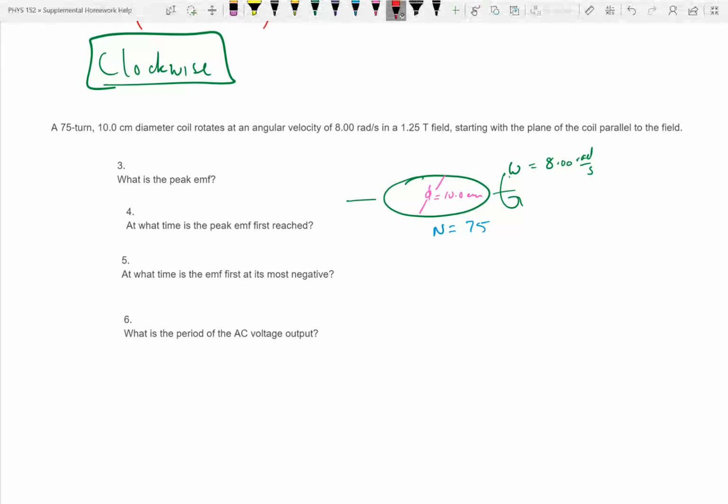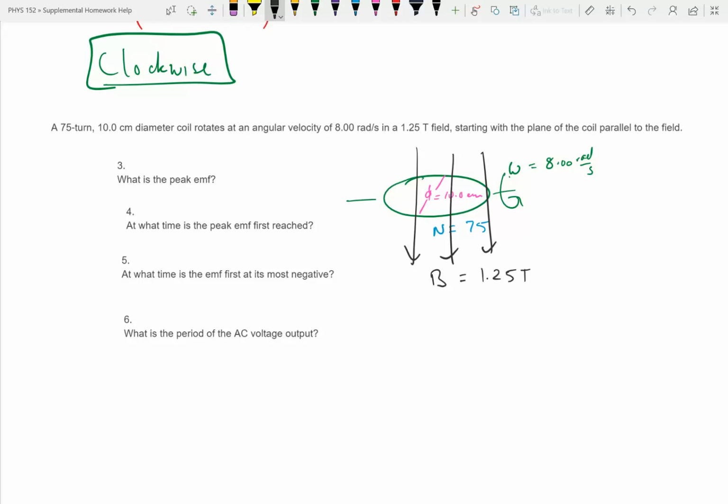And we have finally... Wait, do we have a current? A magnetic field. And I'll just make the magnetic field go vertical. 0.25 Tesla. Okay, so EMF equals... starting with the plane parallel. So that means it's starting with the magnetic field. Well, if I'd shown it like this, I would be correct.